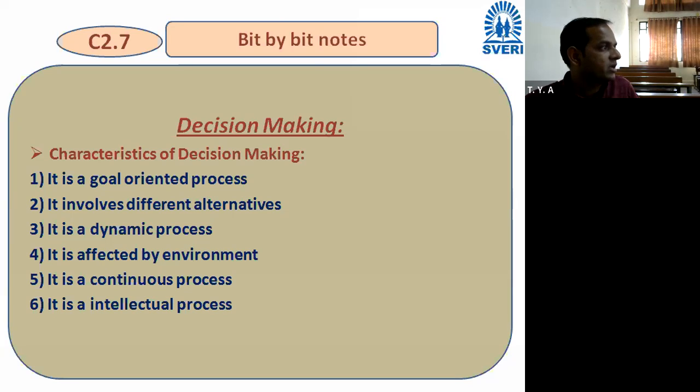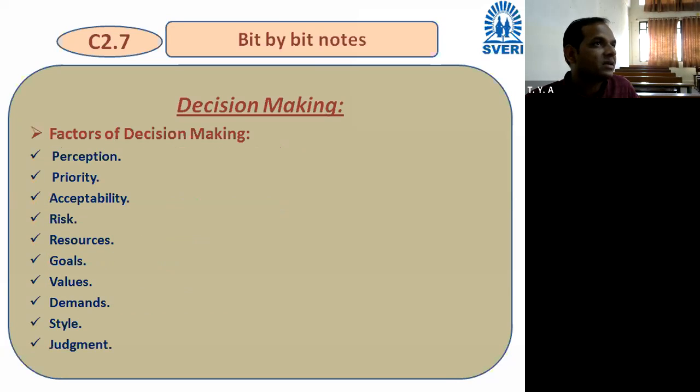Illustrate the decision making with various examples. So you should write characteristics, you should write definition, you should write various features, right? So factors of decision making, one of the part related to decision making. Obviously certain factors are important while making decision.